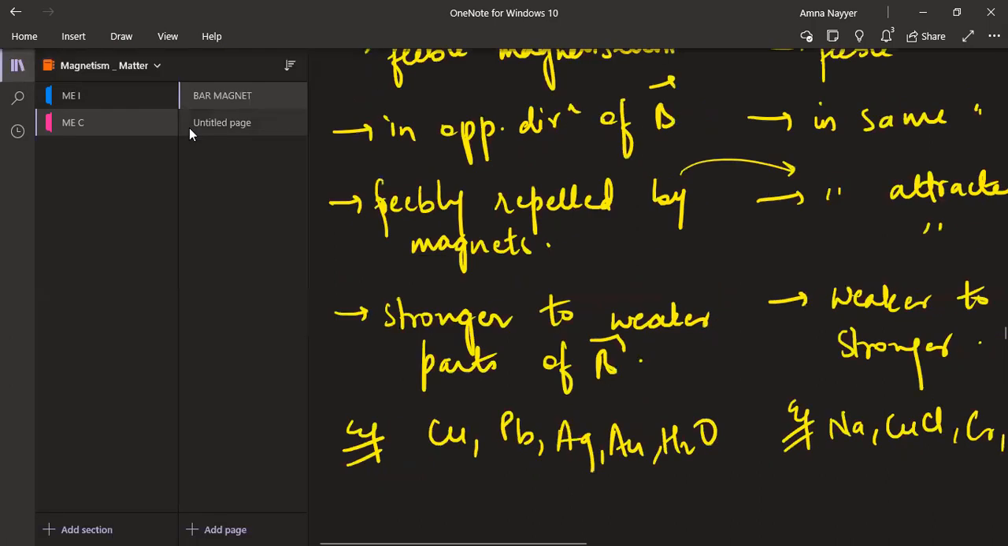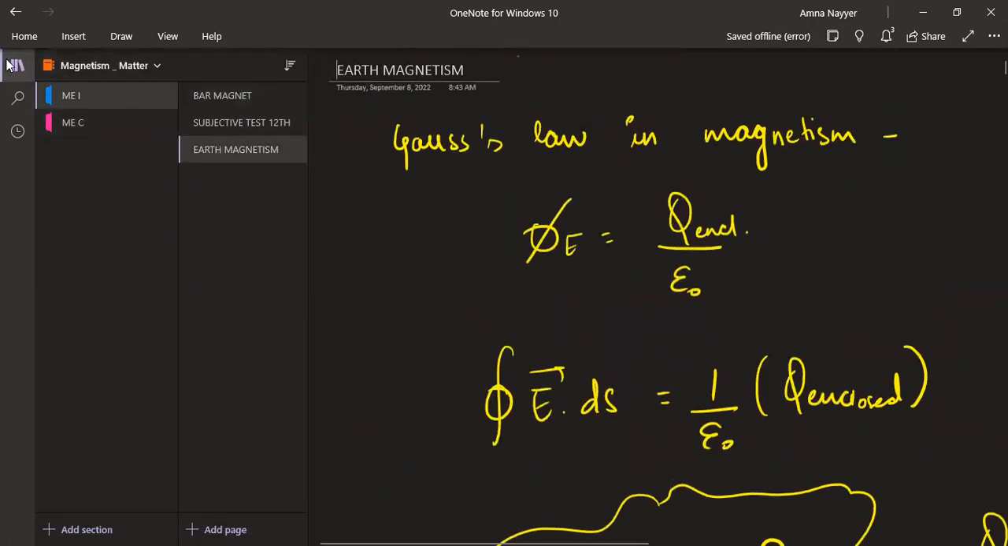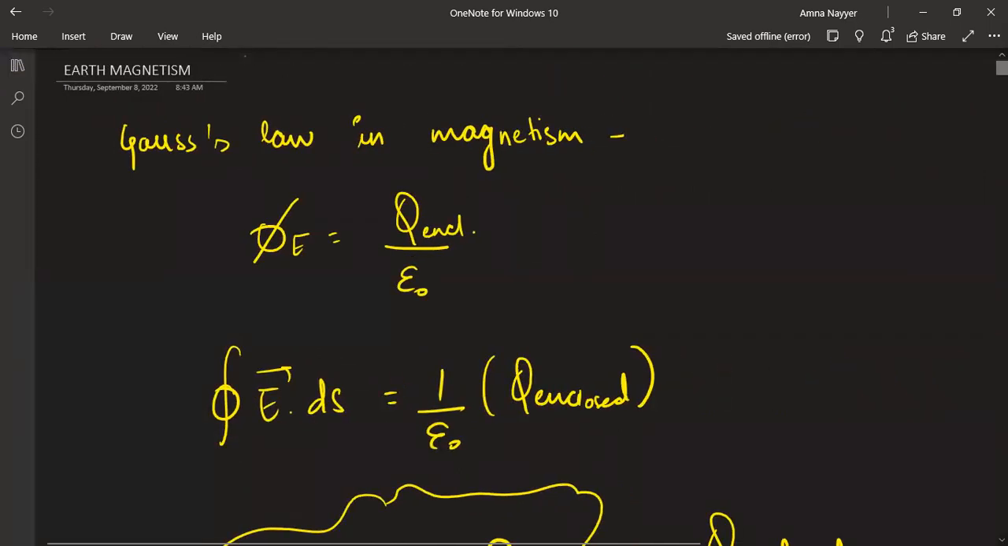Lastly, you had earth magnetism. So in earth magnetism, yes, Memuna, the class will end within 5 minutes also. So if you want, you can leave or you can stay, because this is the last topic and a very small topic. You can leave though, Memuna.